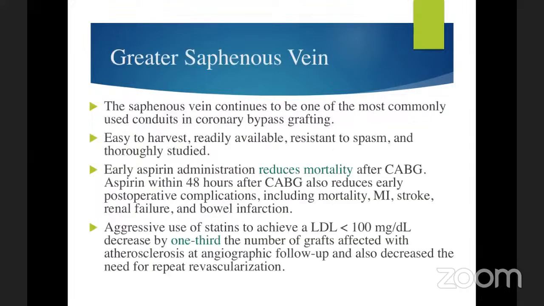Now moving to the second most commonly used graft, which is the greater saphenous vein. It continues to be one of the most commonly used conduits in coronary bypass grafting. It's easy to harvest, readily available, resistant to spasm, and thoroughly studied.